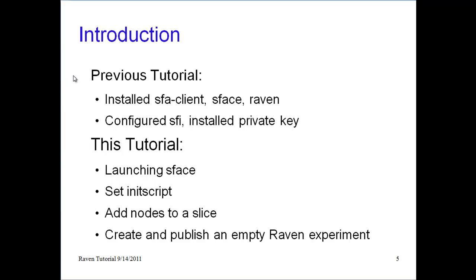So in the previous tutorial, which I suggest you do before this one, we installed three important packages called SFA Client, Sface, and Raven. Then we configured these tools by creating an SFI config file, and we installed a private key. So by the time we were done with that, we had a working SFA installation and a working Sface graphical user interface. We demonstrated SFA in the command line mode to prove that it was installed and to prove that we had all of the keys and config files set up properly, and we also showed that the Raven tool was installed. So again, if you haven't done these previous steps, please go back and read that tutorial, as that software will need to be installed and working before we start this tutorial.